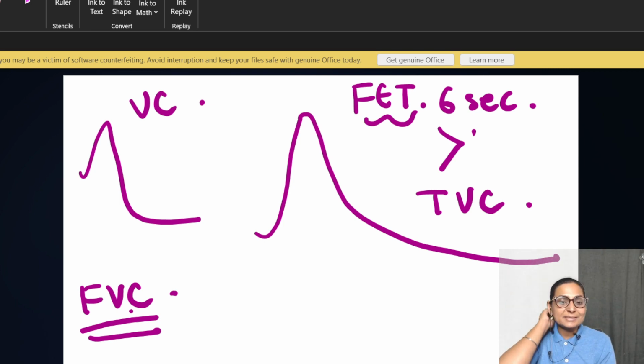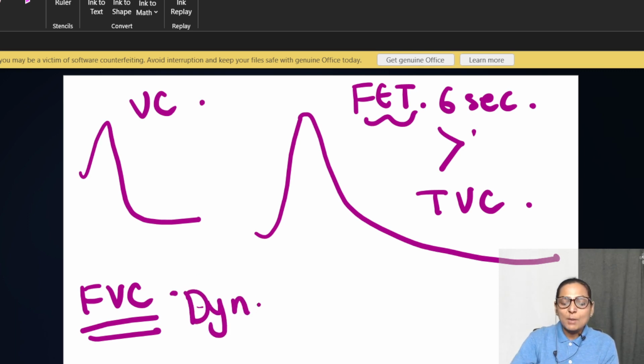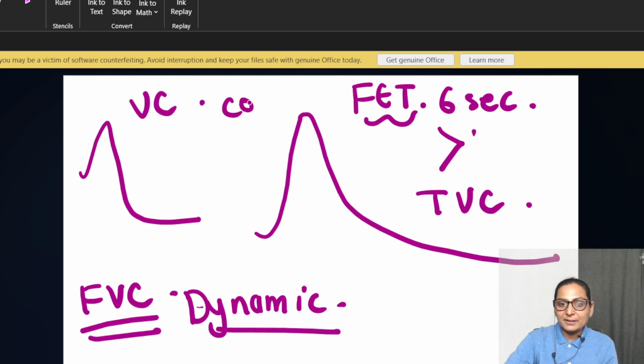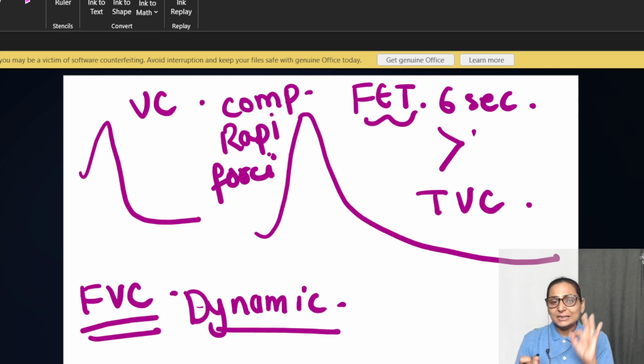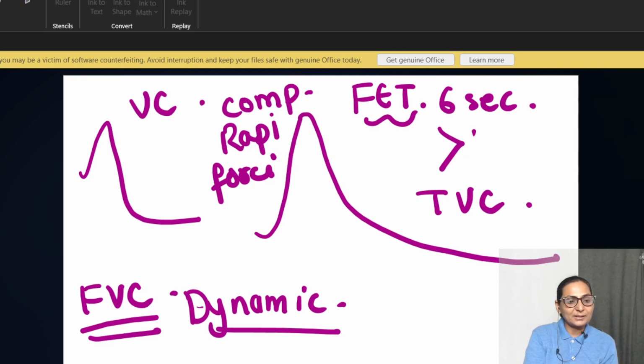So vital capacity is a static capacity, whereas forced vital capacity becomes dynamic, because here the time factor is taken into consideration. So when you ask the patient to expire as completely, as rapidly, and as forcibly as possible, these three adverbs, when you put them onto your expiration, it becomes a dynamic lung volume and capacity, that is forced vital capacity.